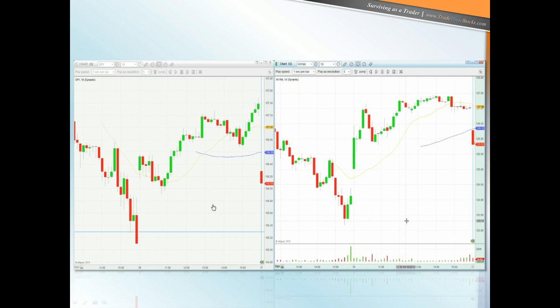Okay, and this is just looking at yesterday's trading, so there may be more support levels out there, but this is just comparing to yesterday. Let's push play and see what happens here.